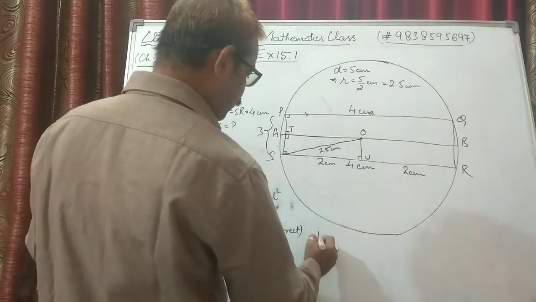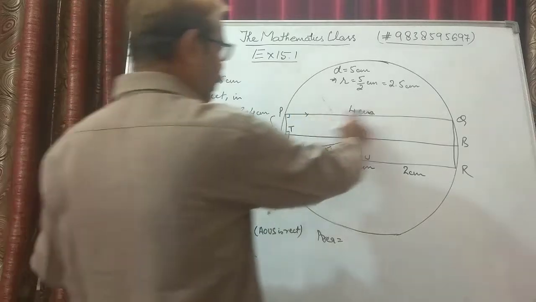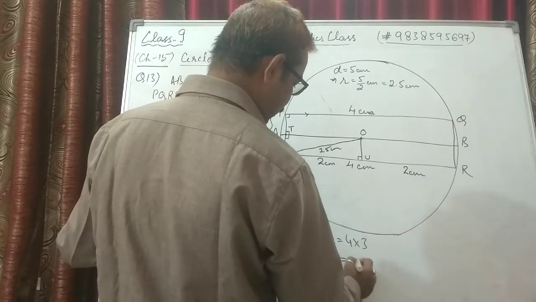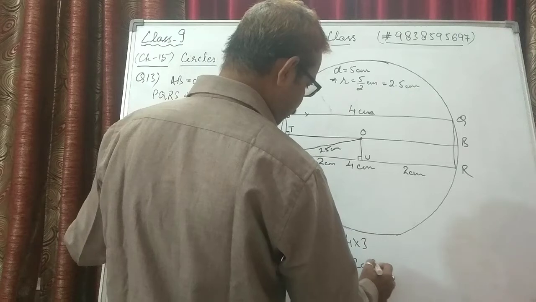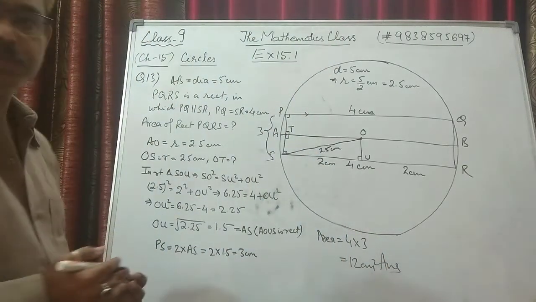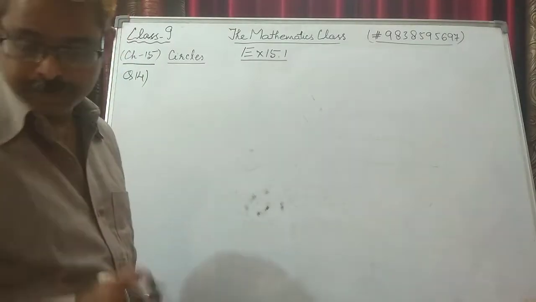This is 4. So we know that the area of a rectangle is equal to length into breadth. Length is 4 centimeters, breadth is 3 centimeters. That comes to be 12 centimeters square. That is the final value. Now we move on to the next question. Now the next question is question number 14.